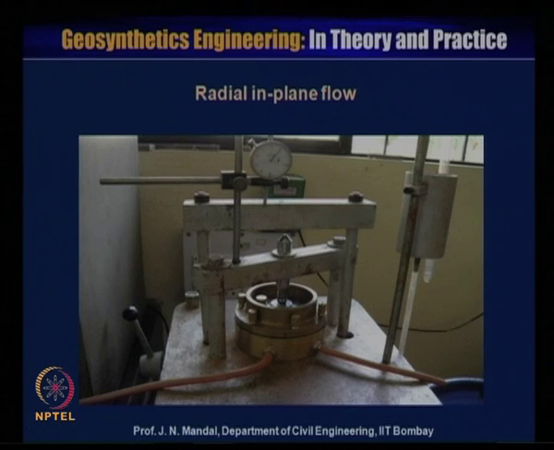Now, this is another test for transmissivity. This is called the radial in-plane flow test. You can see this equipment, and the geotextile is placed somewhere here, and there is a hole, I will show you. Then water passes radially through this, that means along the plane of the geosynthetic material. On one side the water is in, on the other side the water is out, at a particular hydraulic gradient, and this is the loading arrangement. So, you have to apply the load.